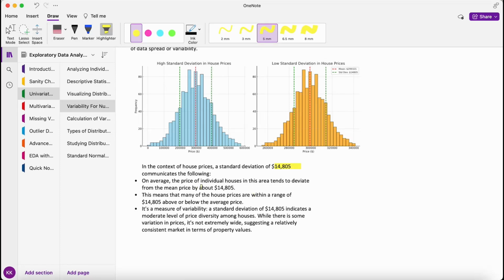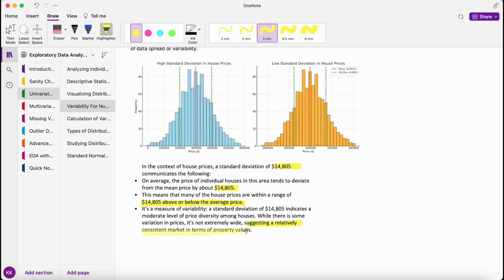the mean price by about $14,805 on average. Thus, a lot of the house prices will be within a $14,805 range above or below the average price. A standard deviation of $14,805 implies a moderate level of diversity in house prices. There's variation, but it's not exceptionally vast. It suggests that while there's some disparity in the market values, the overall market is relatively stable in terms of property values.